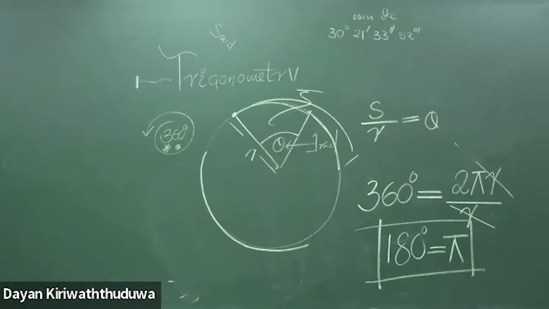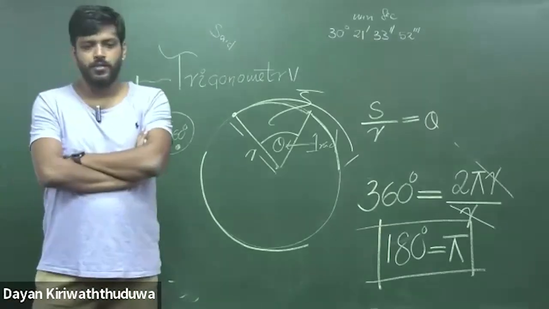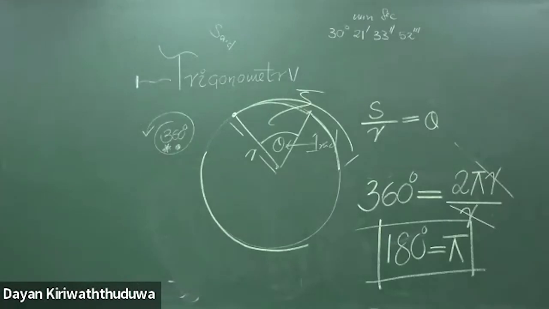Second point. Therefore, 360 degrees must be equivalent to the ratio between the circumference and the radius of a circle, within brackets, in radians.